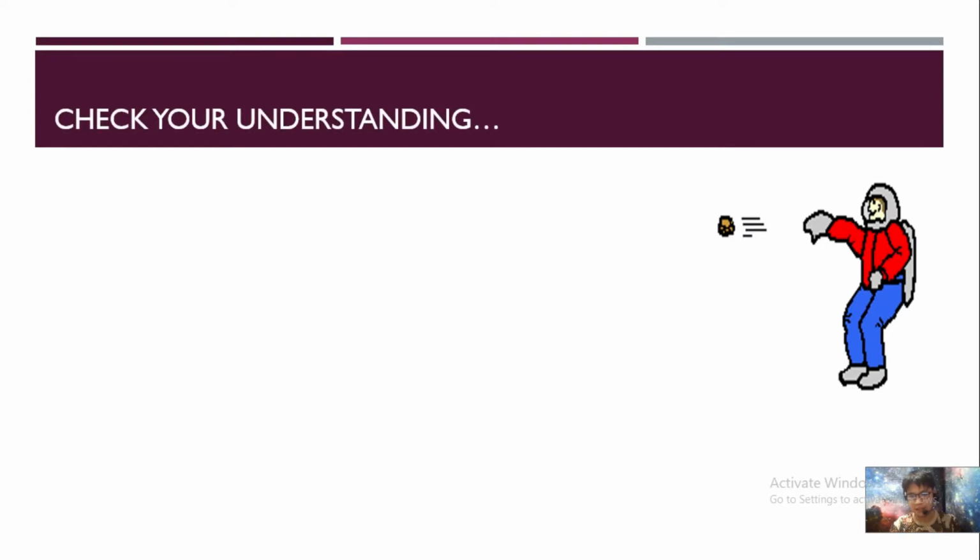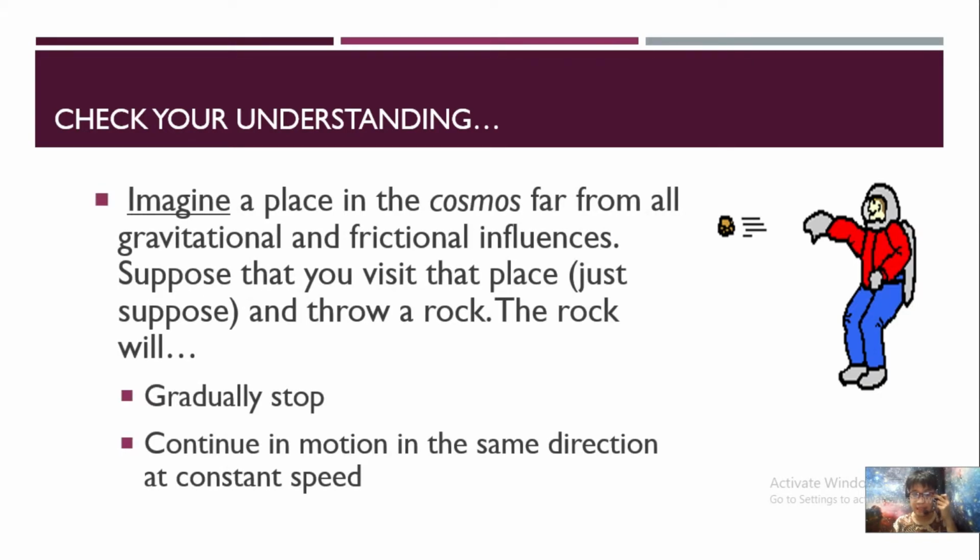So imagine a place in the cosmos far from all gravitational and frictional influences. Suppose that you visit that place, just suppose, and throw a rock. Let's say the person in the illustration is in outer space. It's not on Earth. And in that place, there is no gravitational force and no frictional force as well. Now, what do you think will happen to the rock that is thrown by the astronaut?